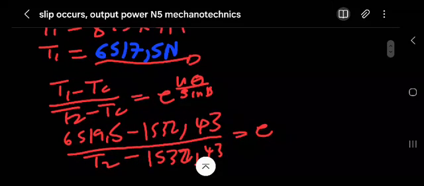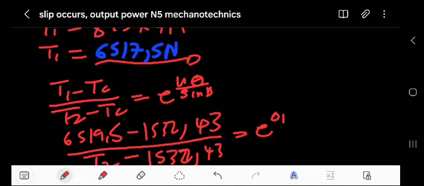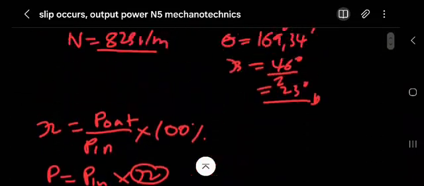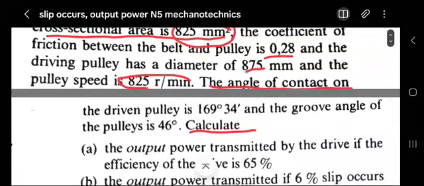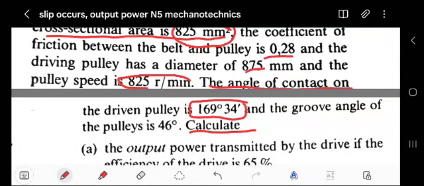Then the coefficient of friction, it was 0.3. Yeah, we're supposed to know some stuff. Do you remember this is over 0.3? But what is the angle of wrap? The angle of contact. We've been given this to be 169 degrees 34 minutes. Be careful. The groove angle divided by 2 will be 23. The angle of groove beta, we know that would be 23.